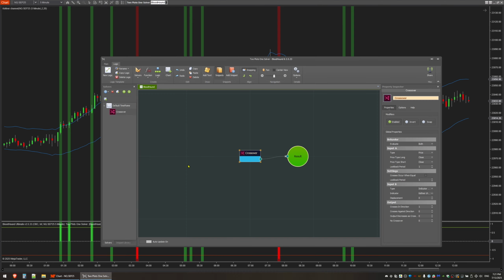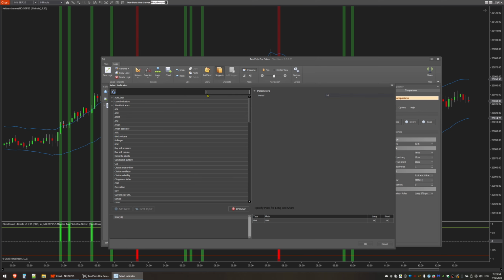There's a different way of considering this because the crossover is fairly simple. It does have a few different options: reverse the signals, give us an output if there's no crossover, so we can give a partial and see when there's no cross, things like that. But if we want more output control, we can do the same thing with the comparison solver. As you may know, the comparison solver has more capability when it comes to the output rules. So we're going to set the input A to price and input B to the Keltner channel.